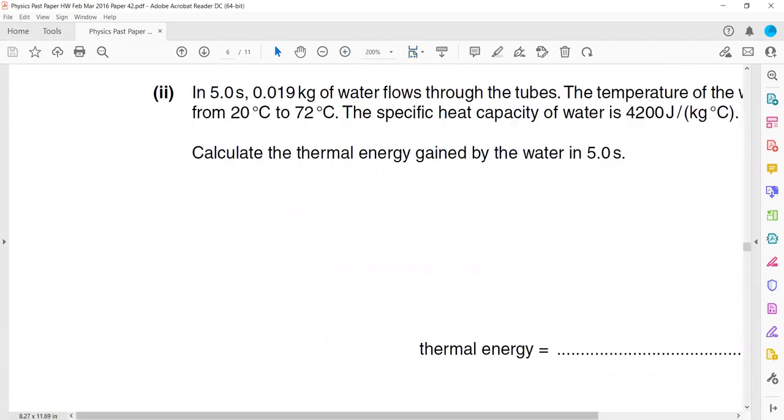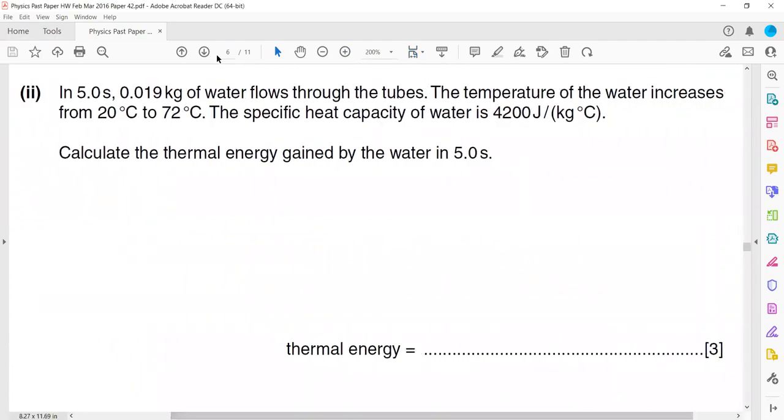The next part: in 5 seconds, 0.019 kilogram of water flows out the tube. The temperature of the water increases from 20 to 72. The specific heat capacity is 4200. Calculate the thermal energy gain in 5 seconds. The formula which relates the energy and specific heat is C equals E divided by m delta T. So C is equal to E, the energy, divided by mass times delta T, T2 minus T1.